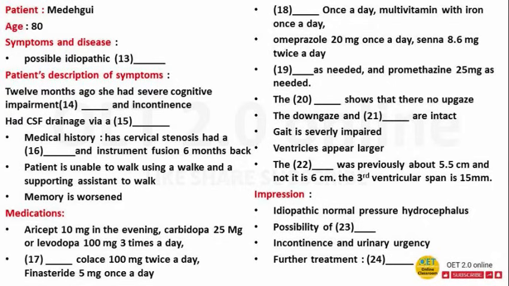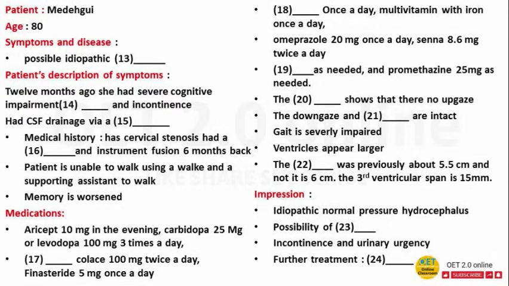Actually, I was evaluated in hospital at the time with CSF drainage via temporary spinal catheter. But there wasn't any significant response for that. Well, your MRI shows you have cervical stenosis. It seems you also had a cervical laminectomy and instrumental fusion 6 months back. Yeah, but there's no significant improvement. I think I've become worse now than I was a year ago. Practically, I'm unable to walk at all. I use both a walker and a support from an assistant to be able to walk or stand.